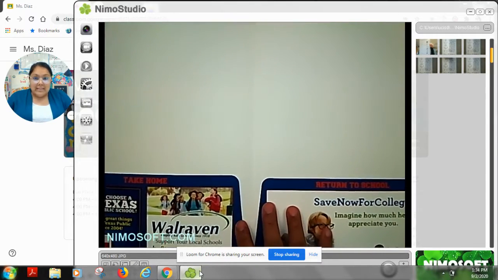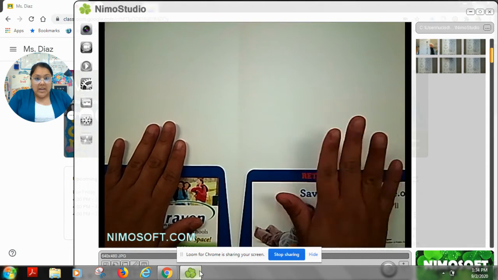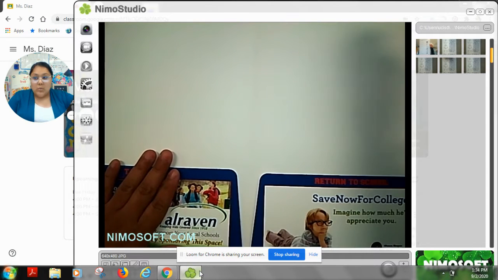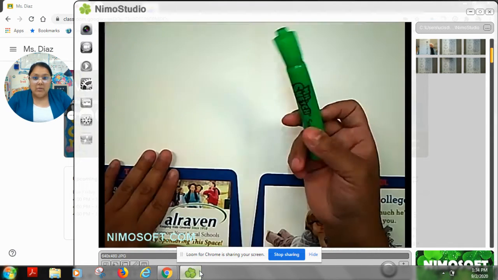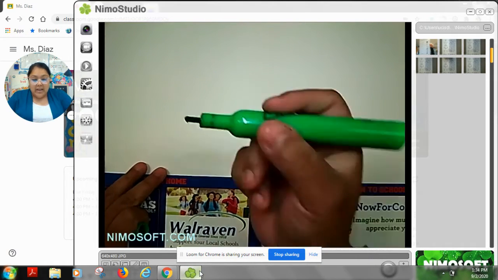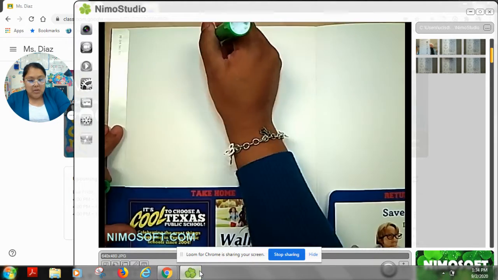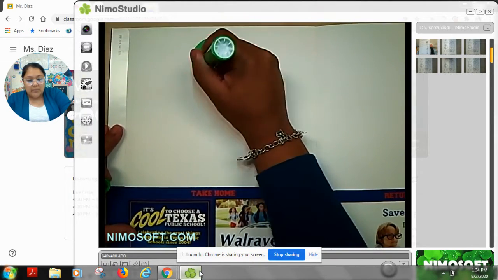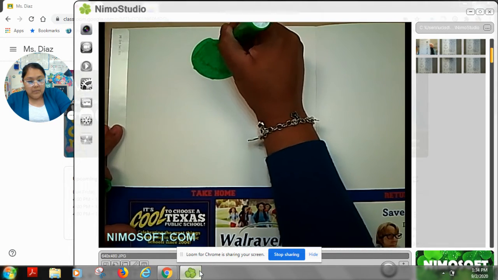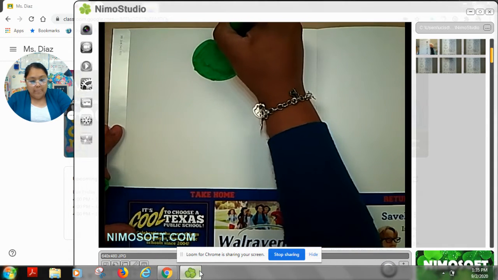Okay, so inside, you have two sides. You have this side right here on the left, and you have this side on the right. Okay, so this side on the left is going to be the green side. So if you have a green marker, or green crayon, or green pen, go ahead and right here towards the top, just color a green circle. Okay, so we know this side is the green side. Okay, so there's my green circle.